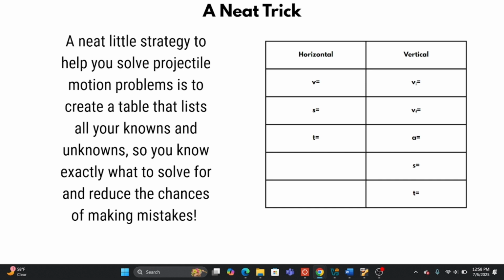A neat little trick you can use to help solve projectile motion problems is to create a table that lists all your knowns and unknowns. So you know exactly what to solve for, and that reduces the chances of making a mistake. And because gravity only impacts the vertical motion of projectiles, you can actually separate the table into two rows, one for horizontal and one for vertical.